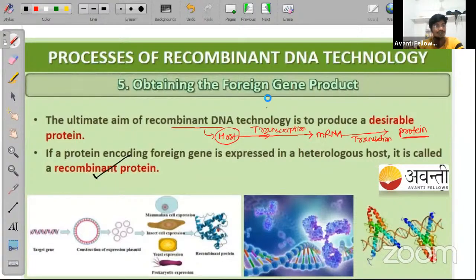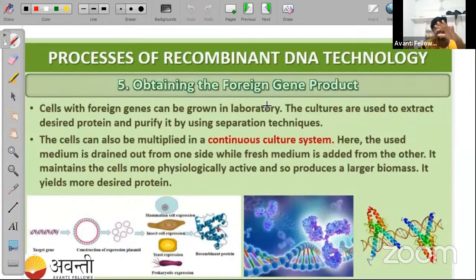Okay, we can move to the next slide now. This can be obtained अगर single individually एक host को लेकर के, if you are doing the same role like transcription, translation, and then protein extraction. If you are doing that by taking a single host, then it will take much time. That's why what we do, we put this host in a medium and in a container. That particular container is called your bioreactor. In the next slide only I'll explain you.